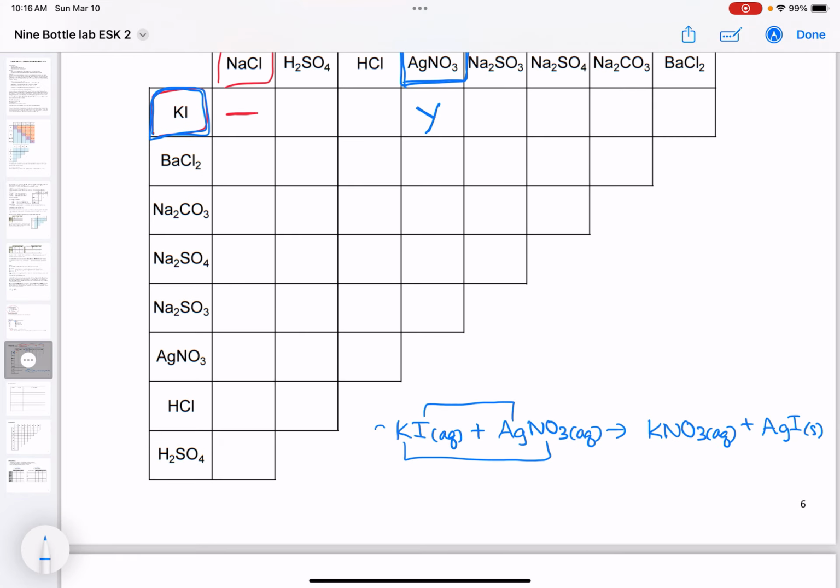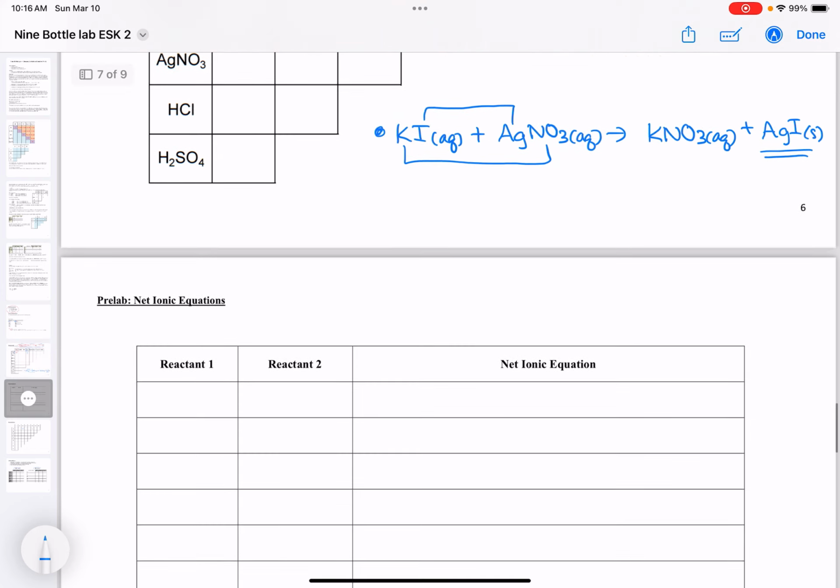The only thing I do need to write is the net ionic equation for the things that do form a product. So for example, right here, the potassium iodide and the silver nitrate, that did form silver iodide. That was my product, right? And so then I would write my combination of potassium iodide and silver nitrate. When I put those together, my net ionic equation is the formation of the silver iodide. So the potassium nitrate, they're both spectator ions, I don't care about them. But the silver ion from the silver nitrate comes together with the iodide ion from the potassium iodide. And these two come together to make my solid silver iodide.